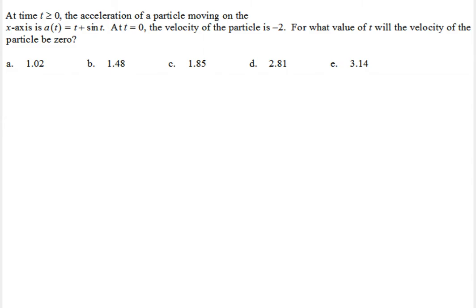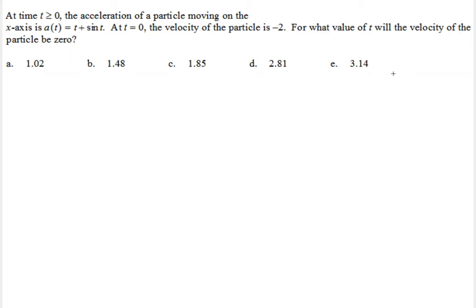At time t is greater than or equal to 0, the acceleration of a particle moving on the x-axis is given by t plus sine t. At time t is equal to 0, the velocity of the particle is -2. For what value of t will the velocity of the particle be 0?